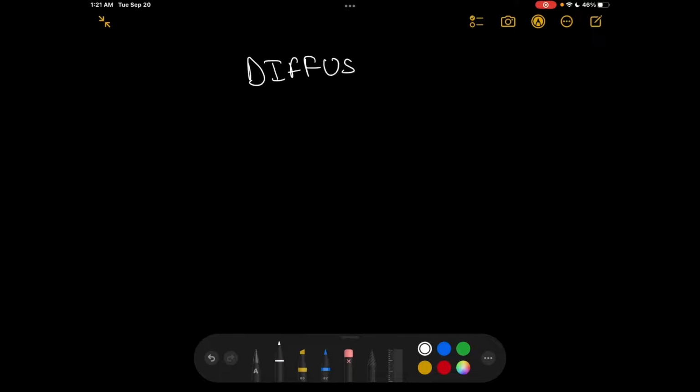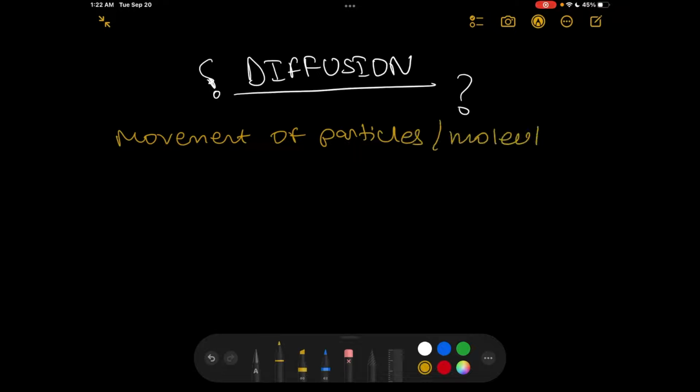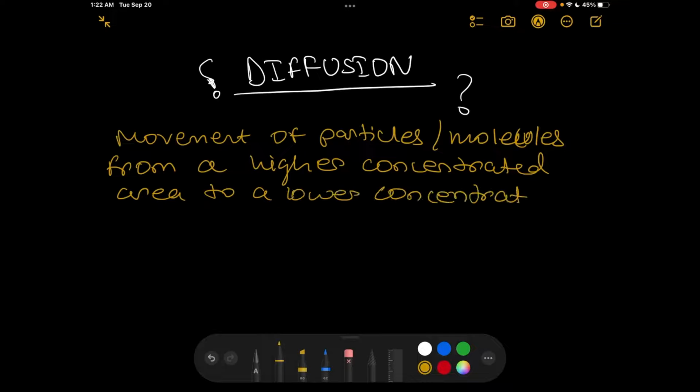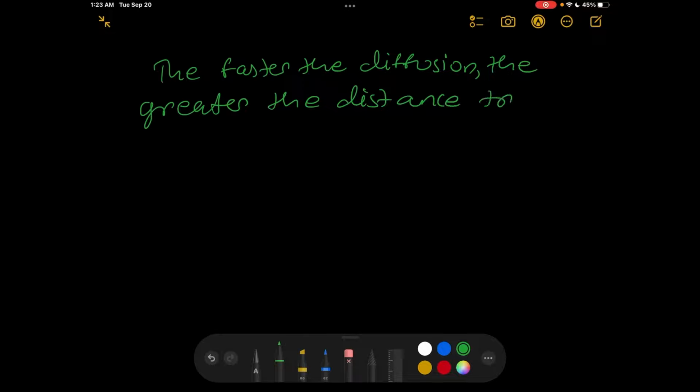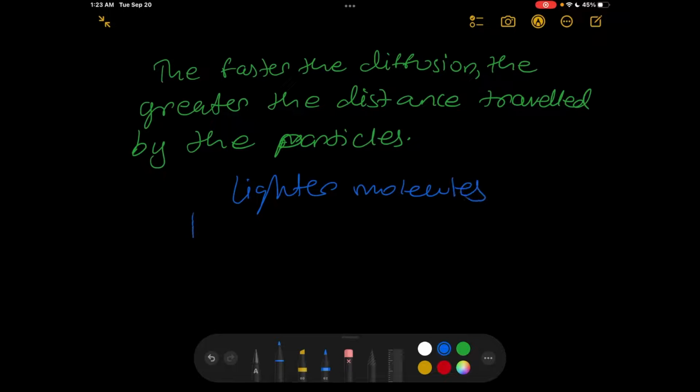Now, what do we mean by diffusion? It is the movement of particles or molecules from a higher concentrated area to a lower concentrated area without the use of energy. An example is shown in the diagram. We have some factors affecting diffusion. The faster the diffusion, the greater the distance traveled by the molecules or particles. And the lighter the molecules, the faster they diffuse as well.